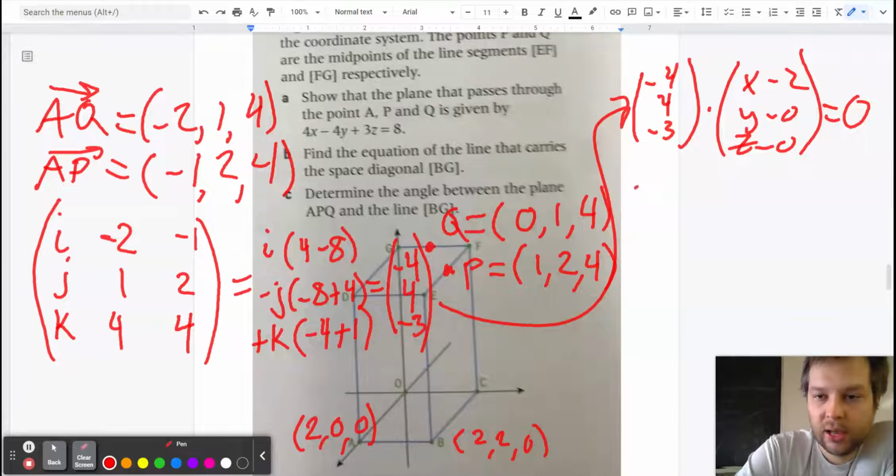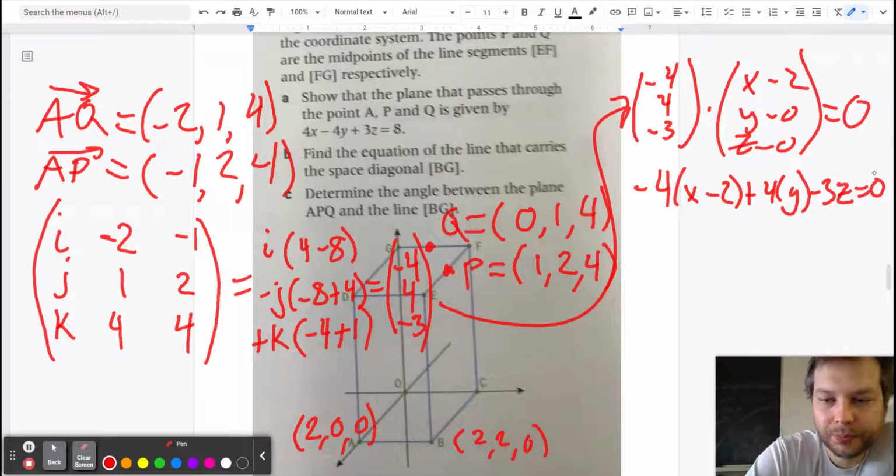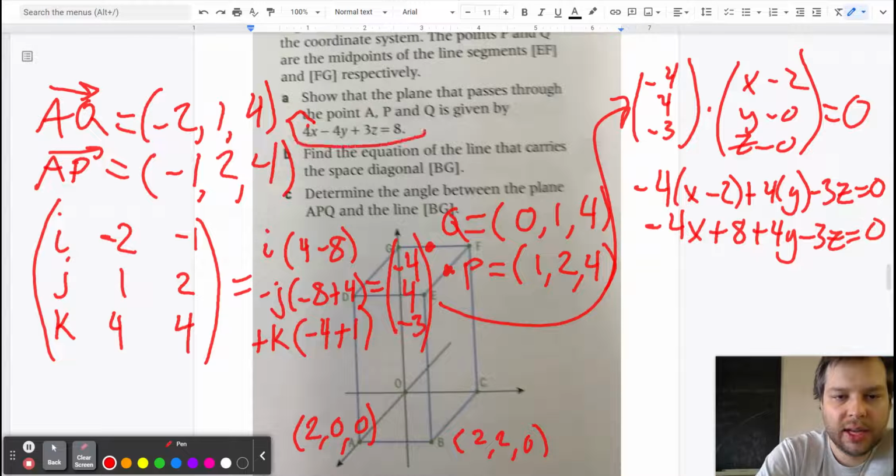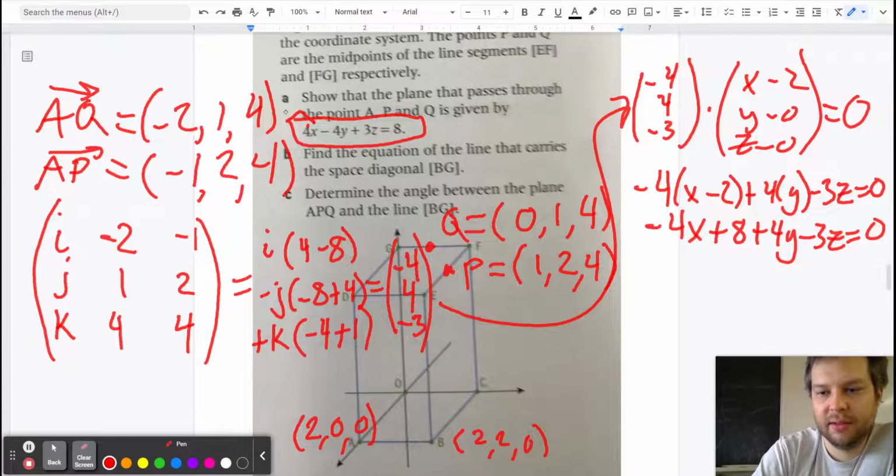So after all that fun stuff, we get negative 4 times x minus 2 plus 4 times y minus 0 plus negative 3 times z minus 0 equals 0. And then distributing out, we get negative 4x plus 8 plus 4y minus 3z equals 0. Then I look at the desired form that they had, and when I look at that, they have a positive x.